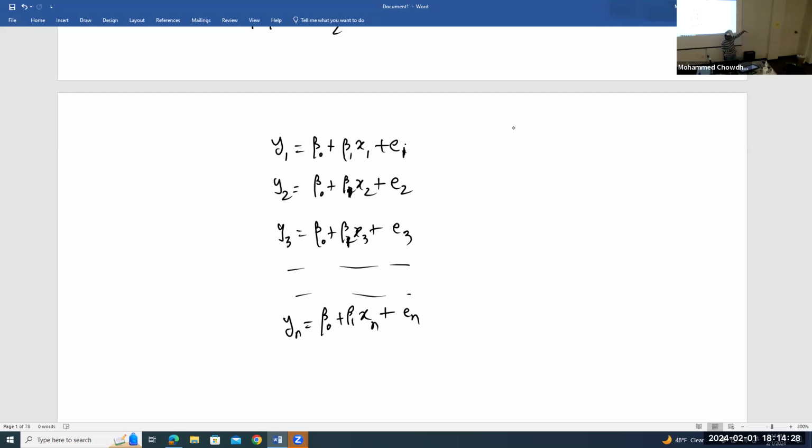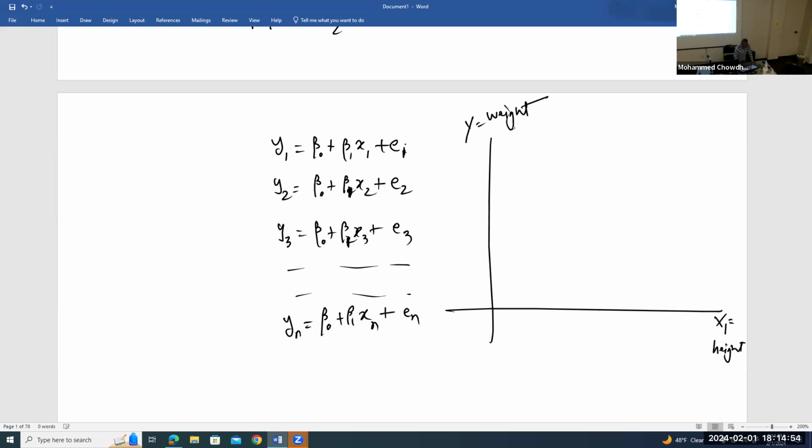I have 10 values of the response variable corresponding to the 10 values of the predictor variable, right? For example, if I write it this way, this is my x, which is equal to height, and this is my y, which is equal to weight. So I have a height here, suppose this is 4.9, and I will have a weight there. I have 10 values: y equal to weight, x equal to height.